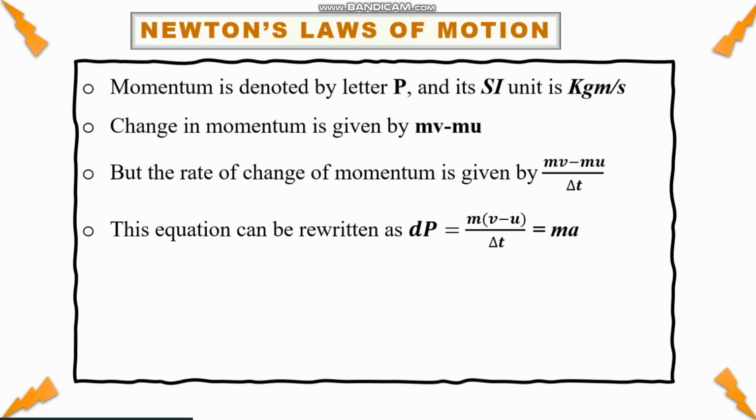This equation can be rewritten as the change in momentum. So dp, where d means the change, can be written as m, and we can factor m out because the mass is the same, and we have v minus u divided by the change in time. And from linear motion we know that final velocity minus initial velocity divided by time is the acceleration. Therefore the change in momentum can be given by the mass of that object and its acceleration. So it's the product of the mass and acceleration.